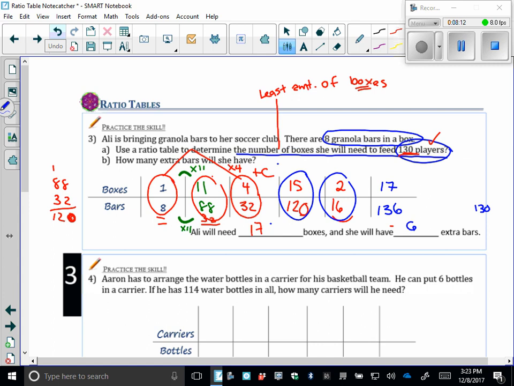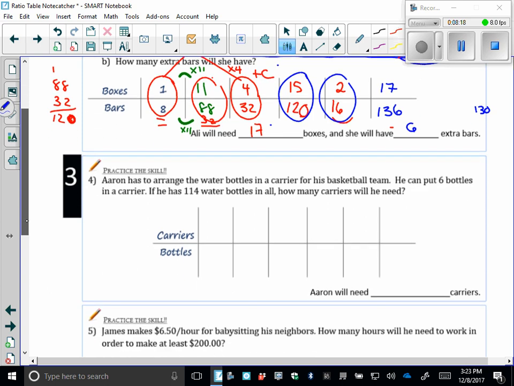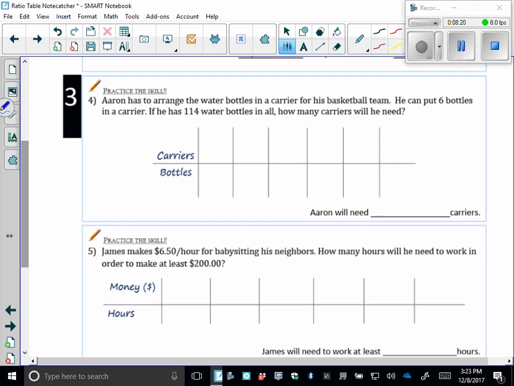Okay, so rather than doing everybody's version, let's go to another problem. Otherwise, we could do this all day. So let's take another problem. Octavia, do you want to tell me how you did number 4? Aaron has to arrange water bottles in a carrier for his basketball team. He can put 6 bottles in a carrier, right? If he has 114 water bottles in all, how many carriers will he need?